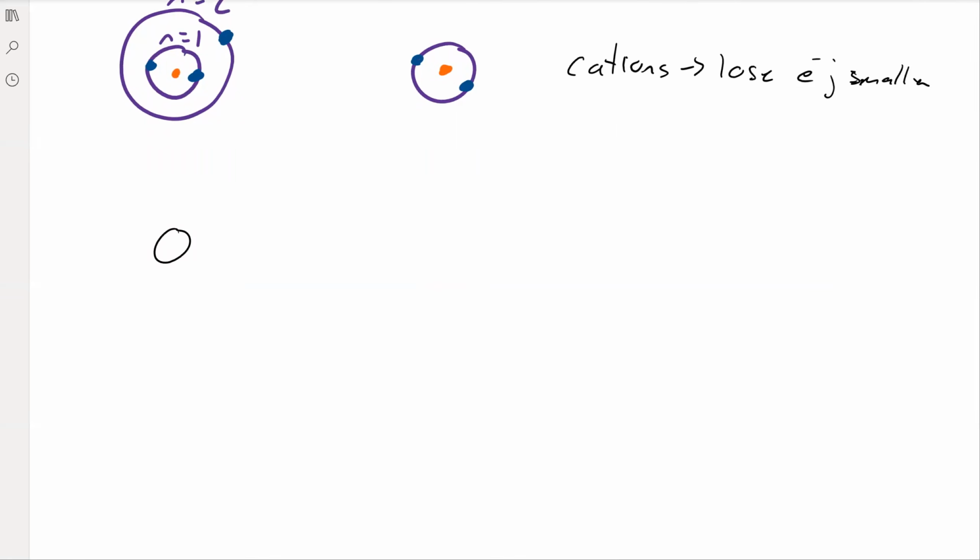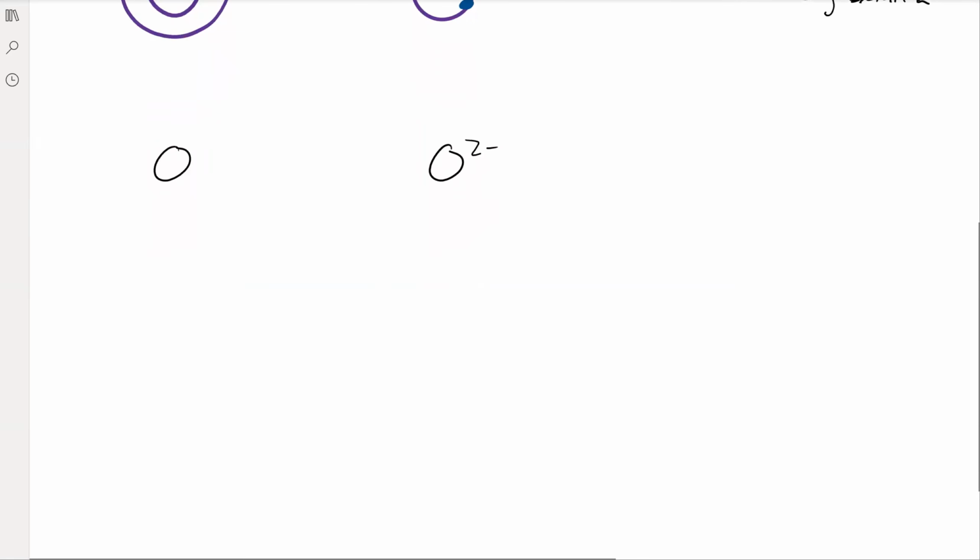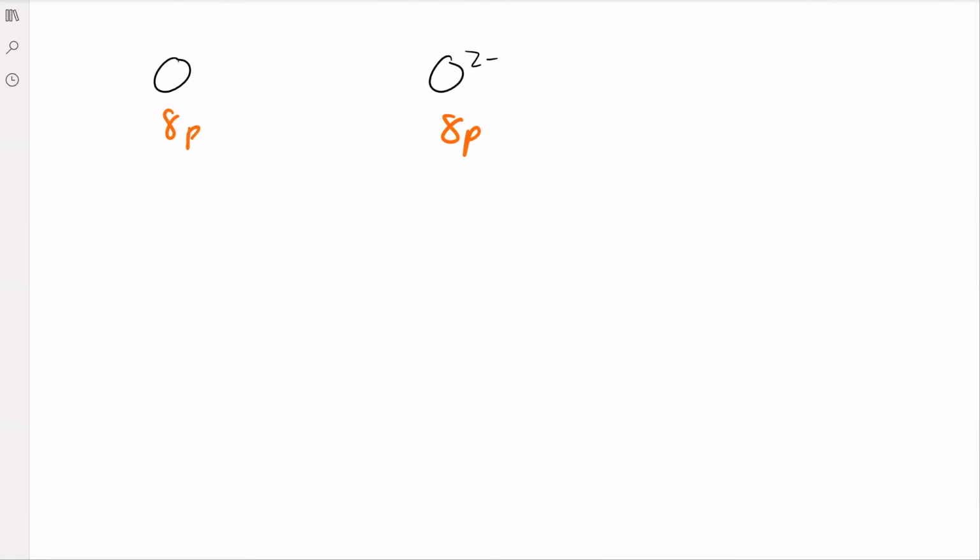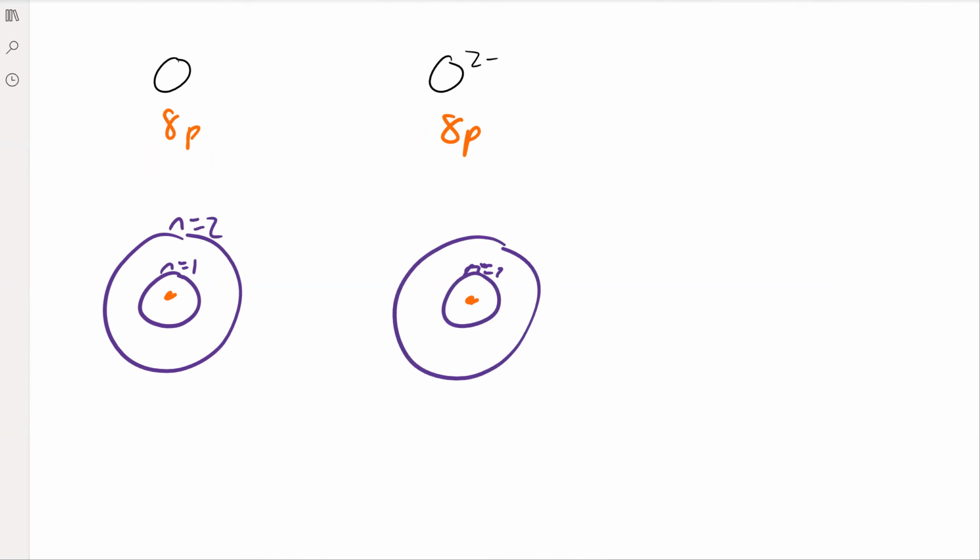What about when they gain electrons? Well, we have oxygen and then oxygen 2 minus, right? Either way, we have 8 protons in one of these. So we've got our nucleus in the middle, and then we've got our n equals 1 and n equals 2 orbitals. And so then we've got 2 electrons here. And then for the case of oxygen, we're going to have 6 in the n equals 2. Here we'll have 2 on the inside, and now we're going to have 8 on the outside, right? That filled valence shell.